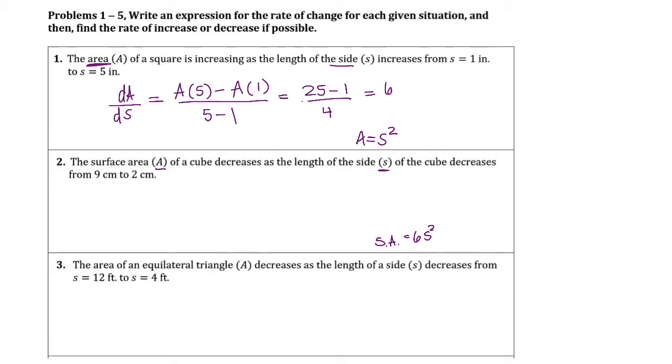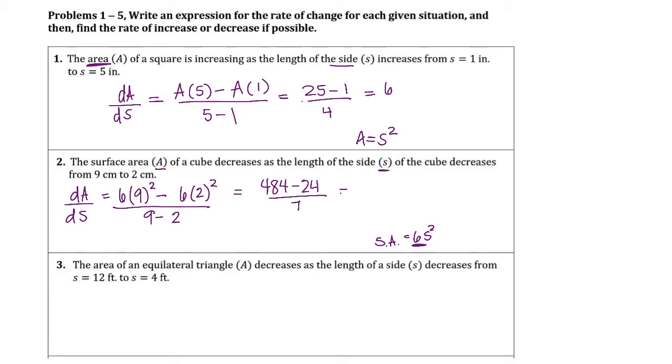And so for this, if we're talking about, again, that rate of change of the area with respect to your side, then keep in mind here's your formula. So it's going to be 6 times 9 squared minus 6 times 2 squared, and that's all over 9 minus 2. And so number crunching this, that's 486 minus 24 all over 7, and so that rate of change is 66.